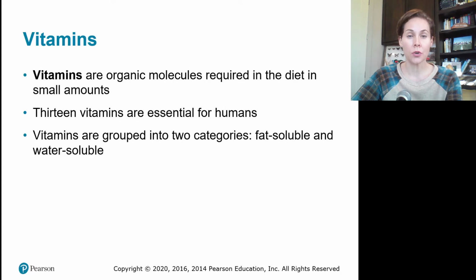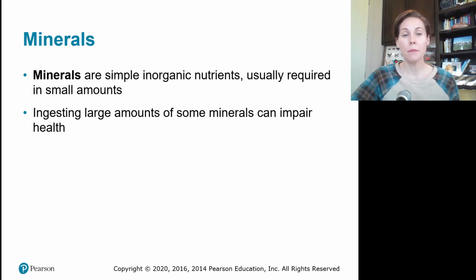Vitamins are considered organic molecules that are required in our diet in small amounts. If you eat too much of a certain vitamin, there are other problems that can arise from that. So most vitamins we obtain in small amounts. 13 vitamins are essential for humans, and they are grouped into 2 categories: fat soluble and water soluble. Fat soluble meaning it can get dissolved and incorporated into your fat bodies. Water soluble, it cannot. And then minerals are inorganic nutrients. So vitamins were organic, minerals are inorganic, meaning that they have no carbon in that molecule.